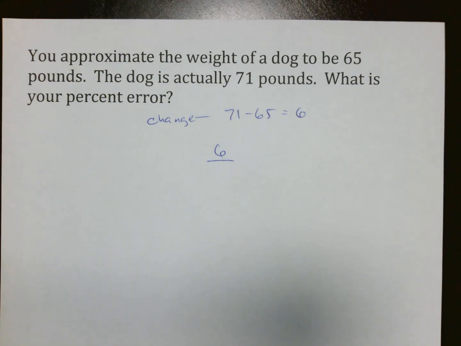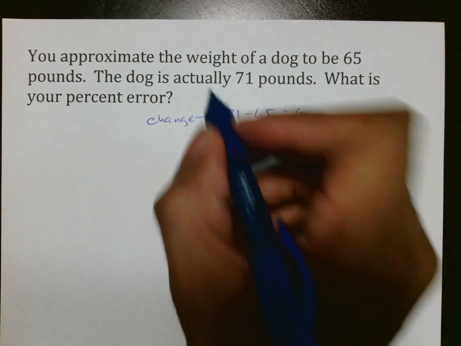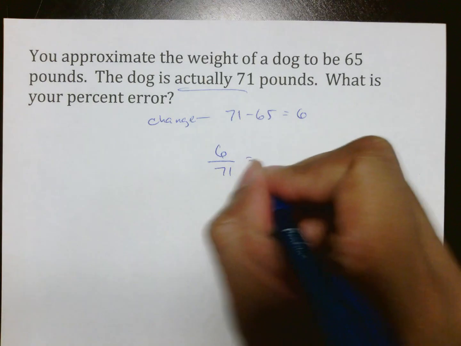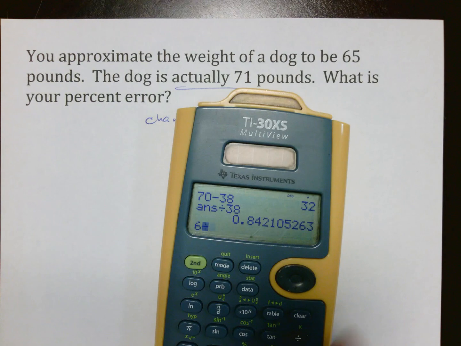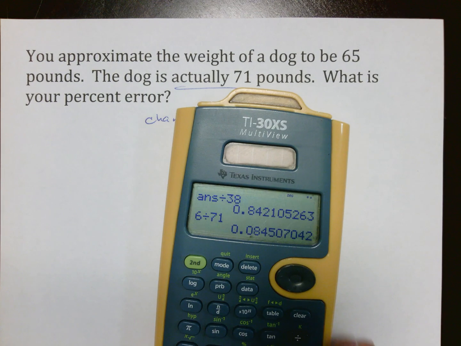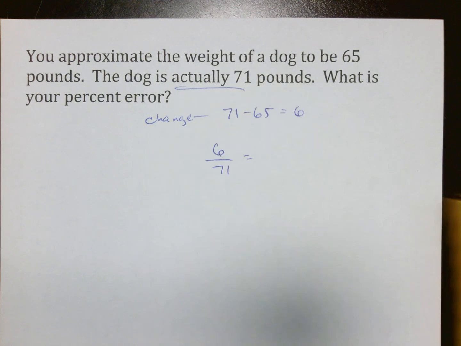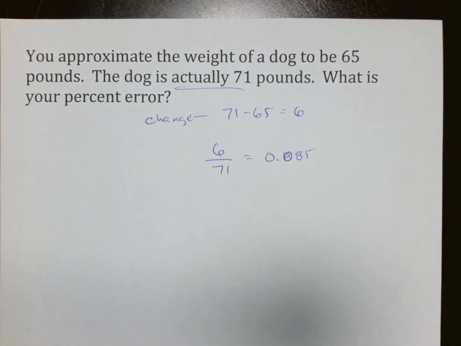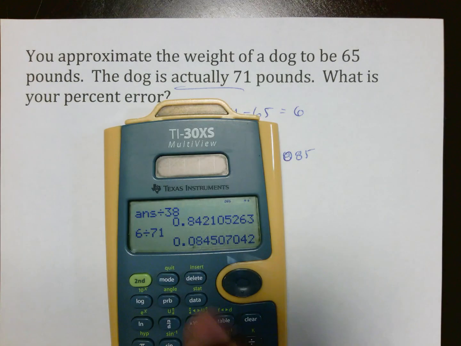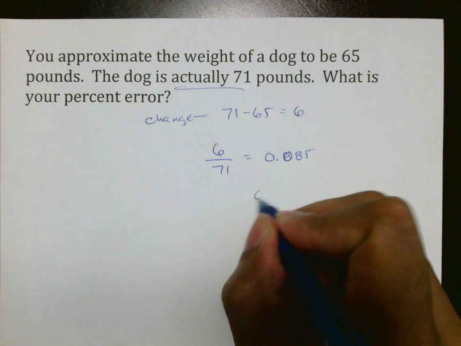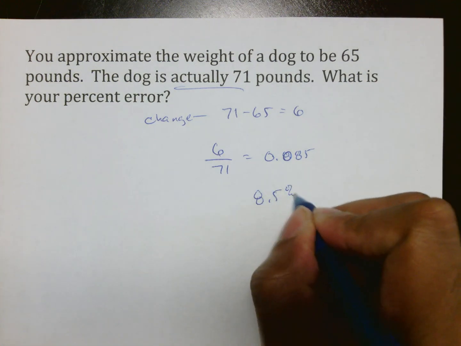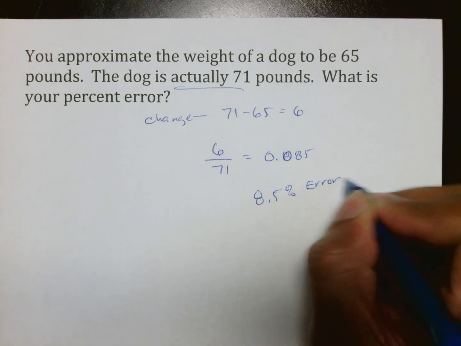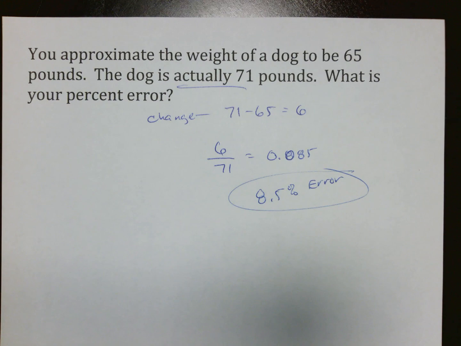The question is, what do we divide by? Well, if it's a percent error, then we want to base it off of what the actual answer was, and the actual weight is 71, which means that you now do 6 divided by 71, which is 0.085. Again, 5 because that 5 bumped up that 4, and so that is 8.5% error is what you're looking at.